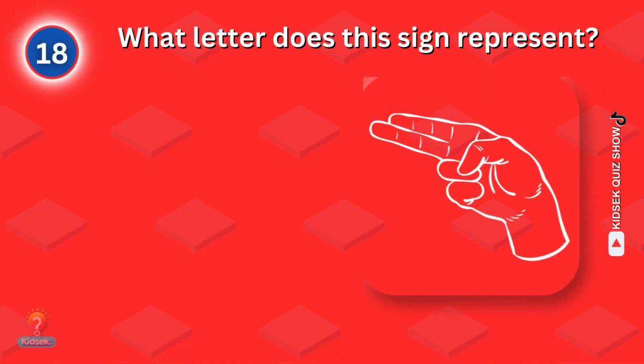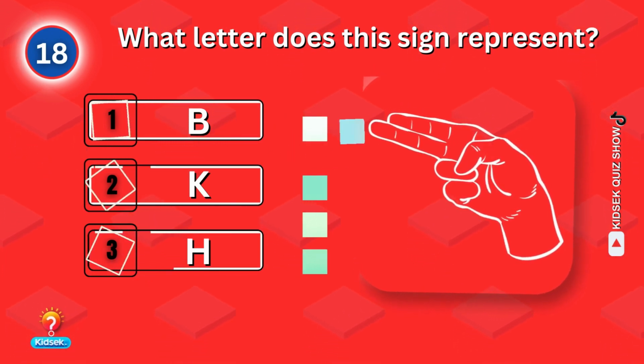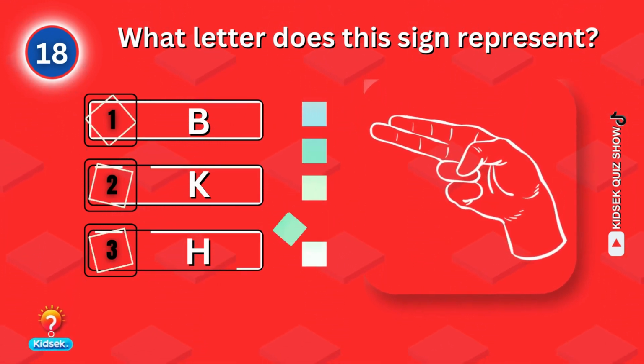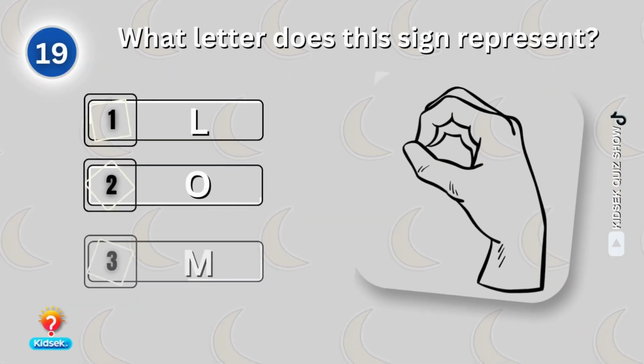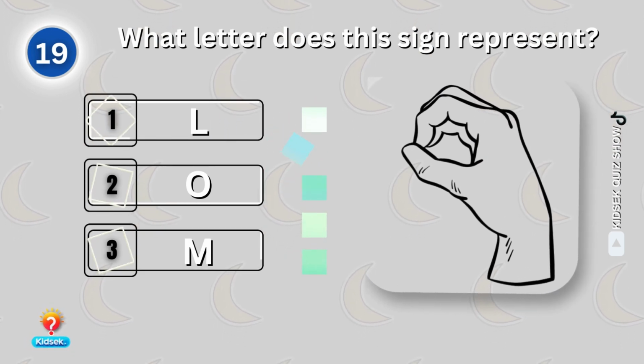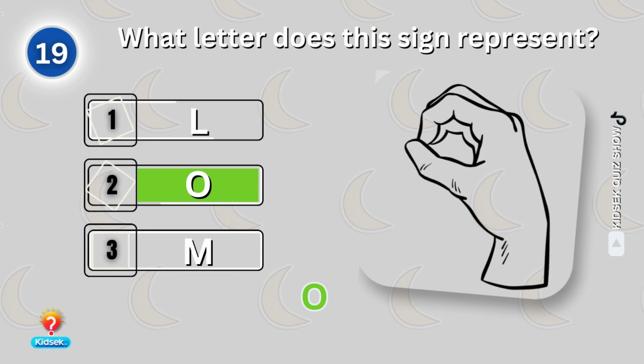What letter does this sign represent? P, K or H? Your index and middle finger are pointed straight out. It's H. Guess the alphabet letter represented by this sign. It's O.